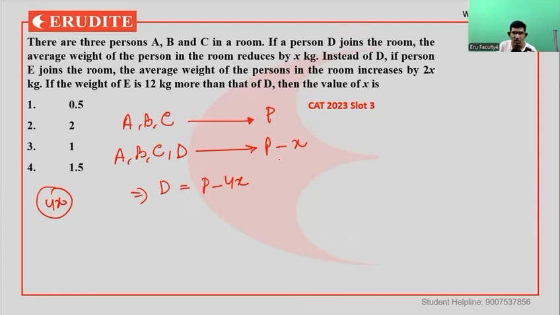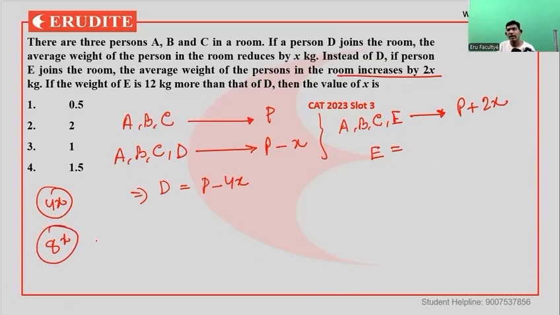On the other hand, if instead of D, E joins the group, then the average will be what? The average increases by 2x, meaning the new average will become P plus 2x. Therefore, what will be the weight of E? By the same logic, four people's average was increased by 2x. Therefore, the total would be increased by 8x. That means E is bringing in 8x more than P. So E's value would be P plus 8x.